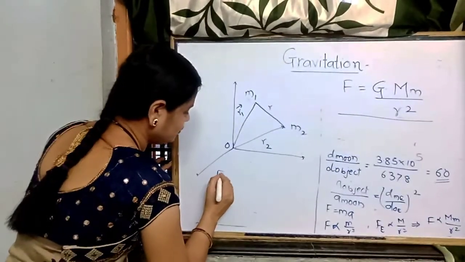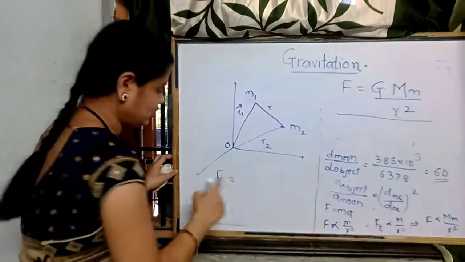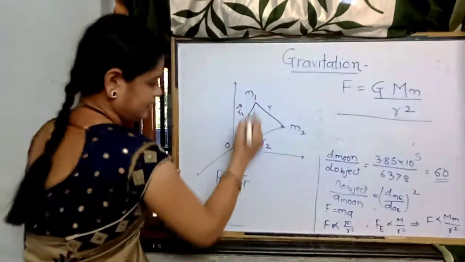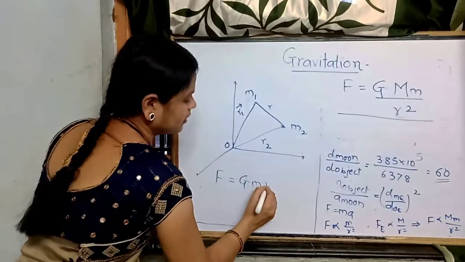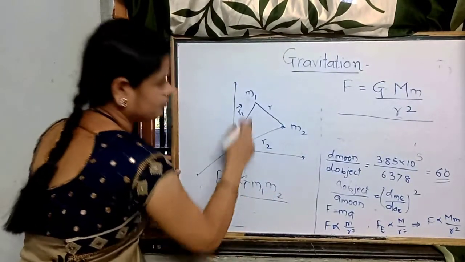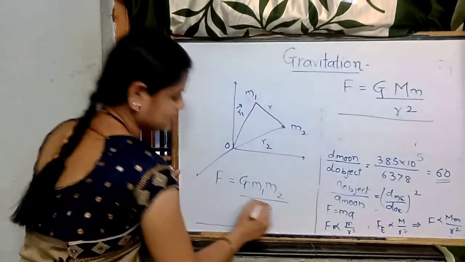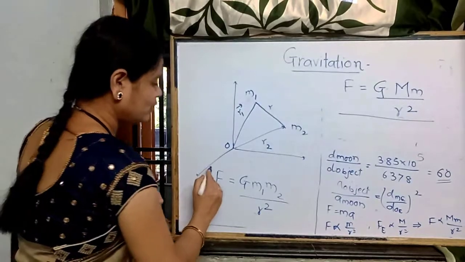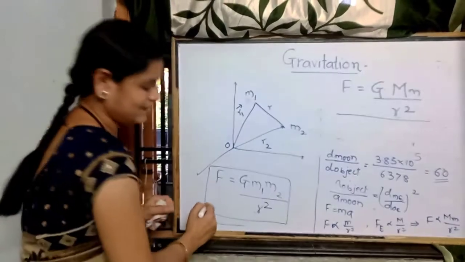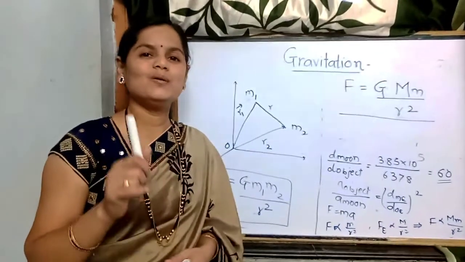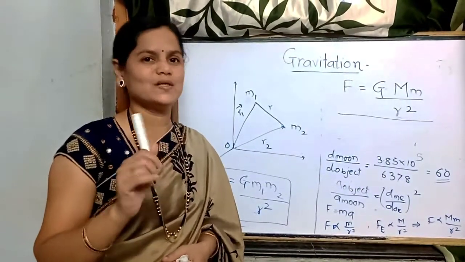Then Newton's law of gravitation, F is equal to G m1 m2 upon r square, where m1 and m2 are the masses of the two objects and r is the distance between them. This is how Newton's law of gravitation is derived from the motion of, the acceleration of, the moon towards the earth.